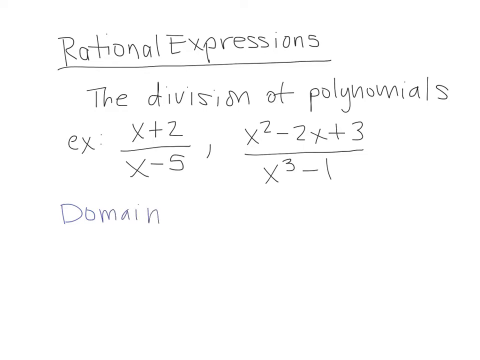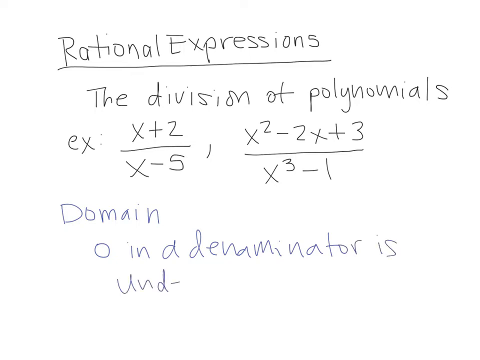When we've got a variable in the denominator, there's a chance that we could have 0 in the denominator, which is undefined. So 0 in a denominator is undefined. It means it has no meaning. Such as we could just have anything, 305 over 0. It's undefined. That has no meaning.